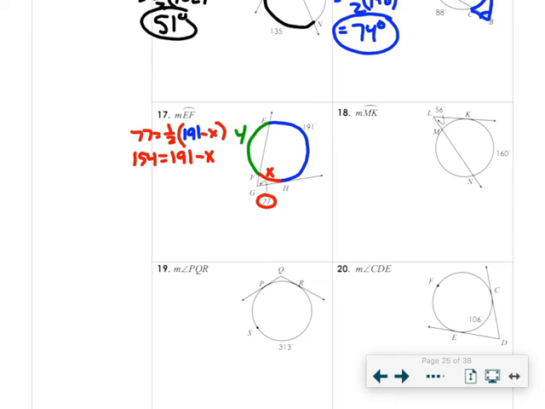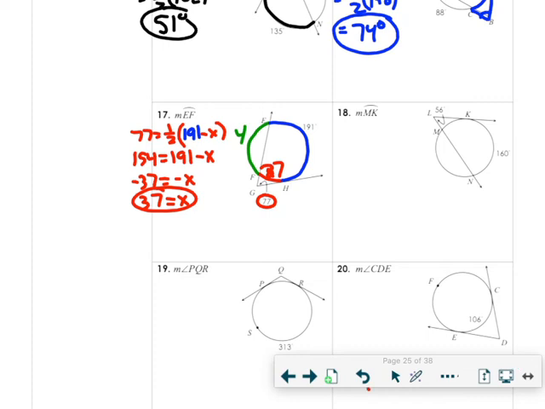Okay, you could subtract 191 from both sides. You get negative 37 equals negative X. That just means 37 equals X. Okay, that's not the answer that they want, but if this is 37, now we can use 360 to find the last thing that we need. So this is going to be a 37.